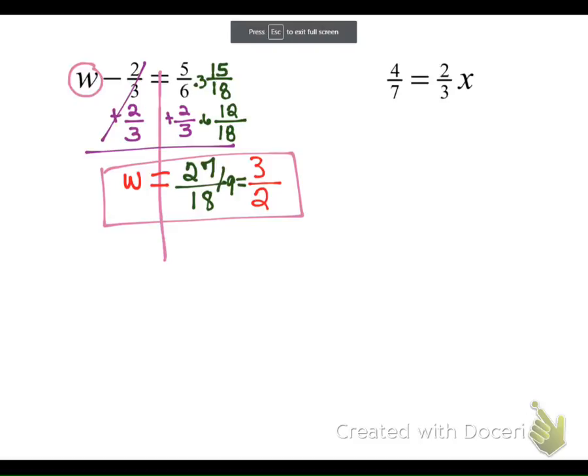This question for you guys would be worth 3 points. So your first point: circle, line, box your answer. There's point 1. Point 2 is the purple, the inverse operation. Then point 3 is having your answer correct. Okay? Let's take a look at the next one here.